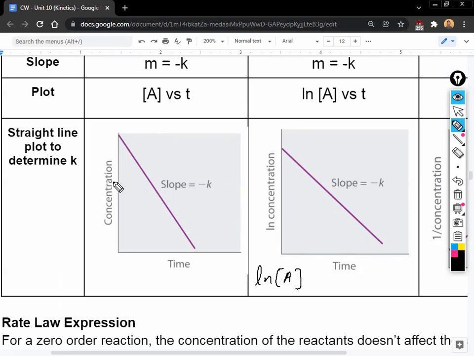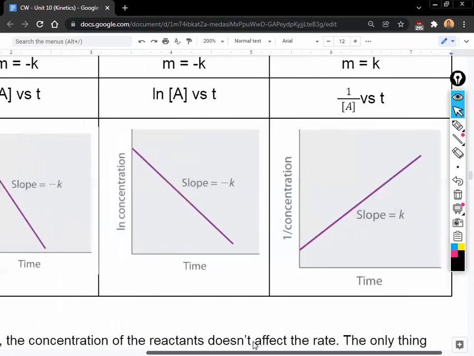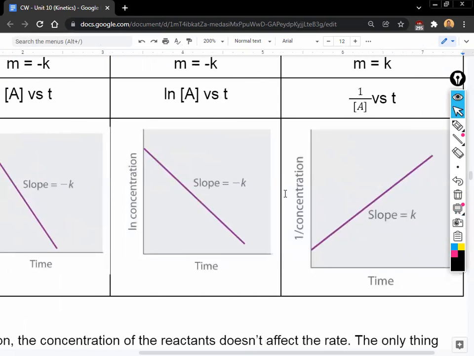If it's plotted with concentration over time, it's going to be zero order. If it's the natural log of the concentration with time, that's going to be first order. And then last but not least, we have the second order one. Second order is 1 over the concentration, so concentration to the power of -1 versus time. And that's going to give you the k.